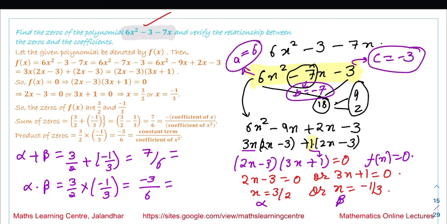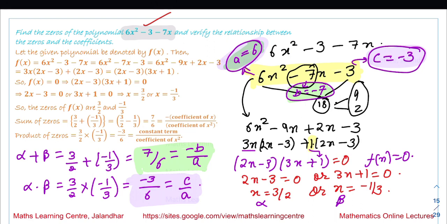So what we get from this is equal to minus B by A, and this is equal to C by A. We are talking about this value is minus B by A. B is minus 7, A is 6. Next it is C by A. C by A means C is minus 3, A is 6. So we are saying we have verified the relation between the zeros and the coefficients.